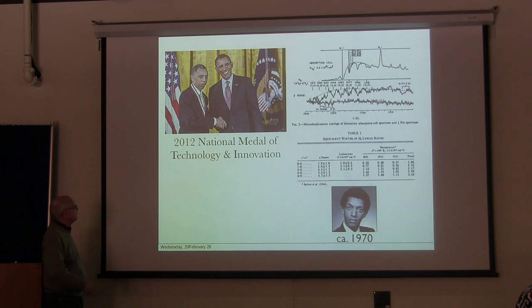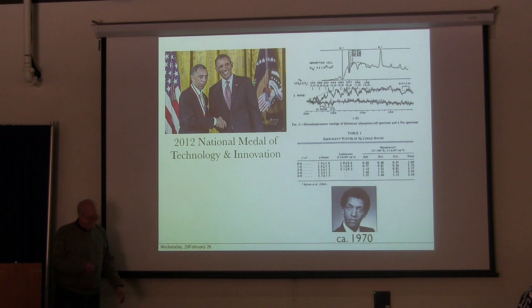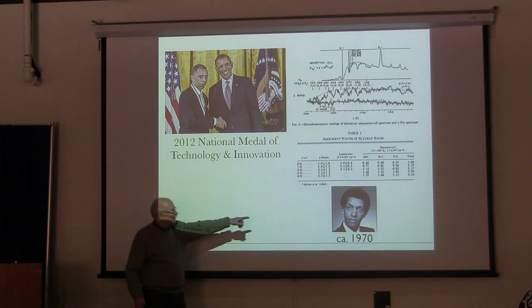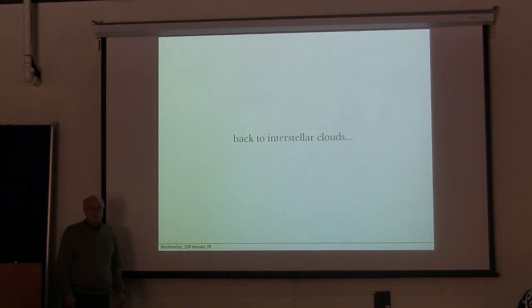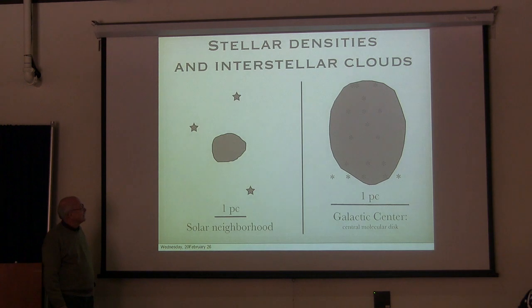I also dug out a picture of George Carruthers. He's the shorter, older gentleman. And this is a picture from about the time when he carried out this rocket experiment. Okay, but back to interstellar clouds.